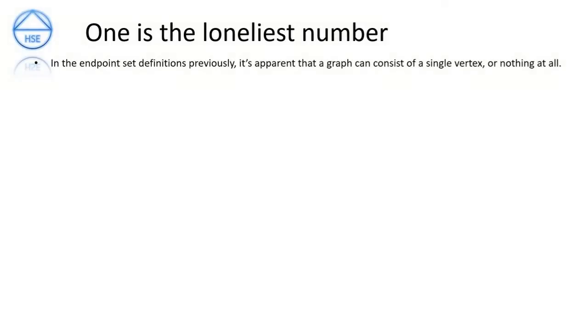Okay, so moving on from some sweet elevator music to pass the time in our animation, and moving on from the foundation of walks, trails, and paths, we'll now cover the trivial and null graphs. In the endpoint set definitions previously, it's apparent that a graph can consist of a single vertex or nothing at all. I know in part 1.1 I said that a graph of nothing is of no use to no one. However, that's not 100% accurate, and in some instances it actually is of value and helps us with clarifying subgraphs or other features of graphs.